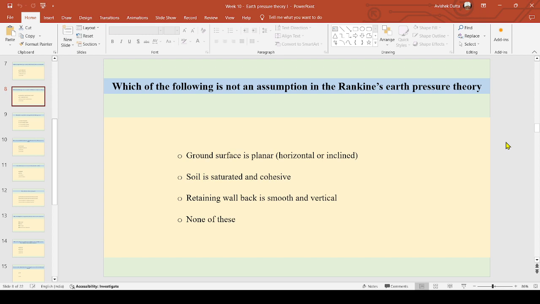Which of the following is not an assumption in the Rankine's earth pressure theory? Your options are: option 1, ground surface is planar, that is either horizontal or inclined. Option 2, soil is saturated and cohesive.